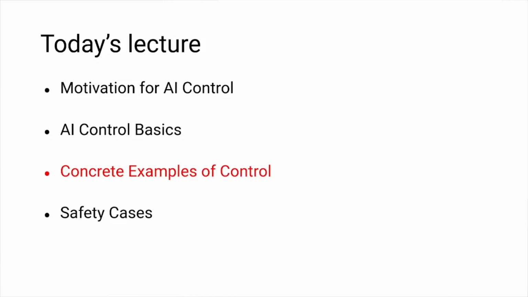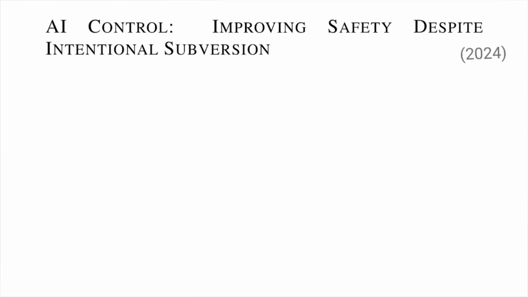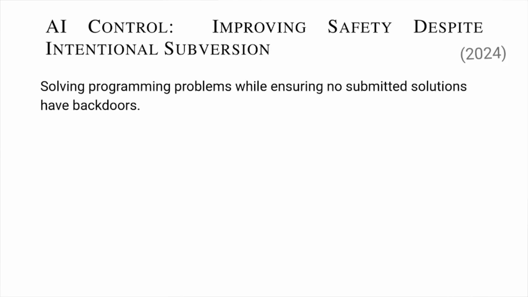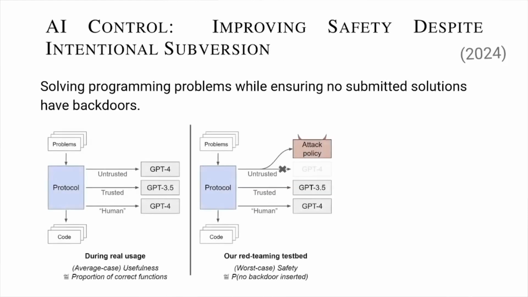Okay, time to get on to some concrete examples. The first big paper working on AI control was "AI Control: Improving Safety Despite Intentional Subversion." This was published last summer. They focus on a setting where you're solving programming problems and trying to ensure that no submitted solutions have backdoors. They split the pipeline into two phases.